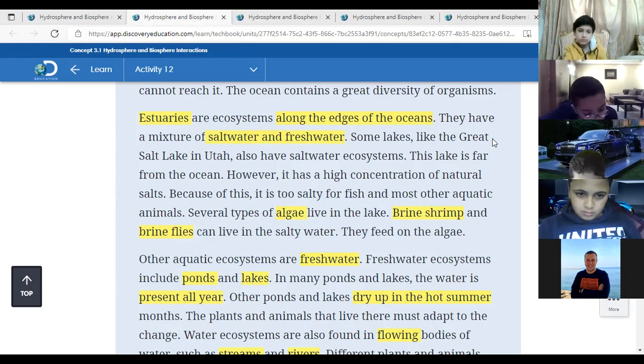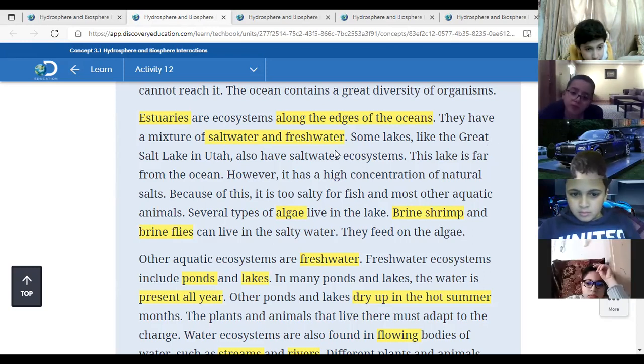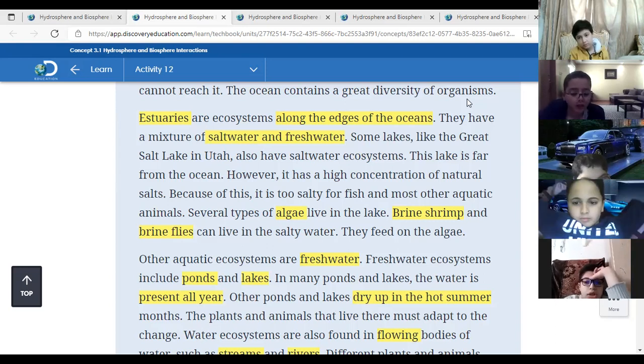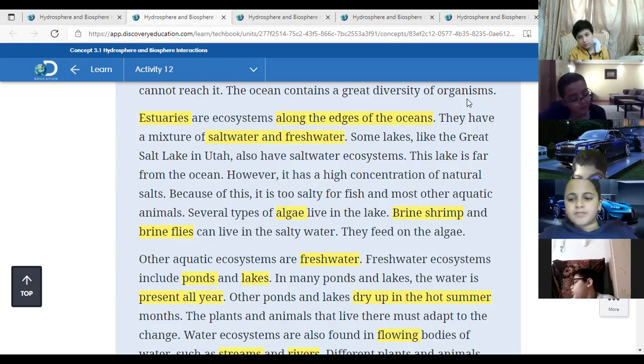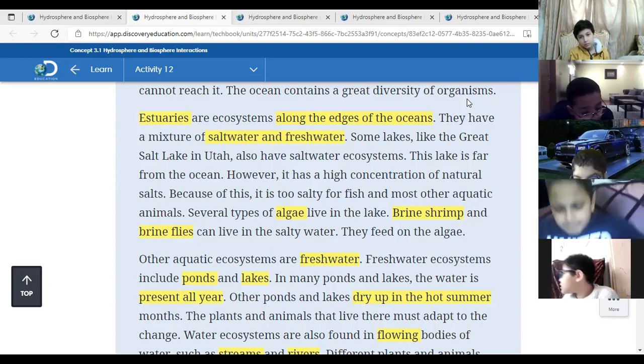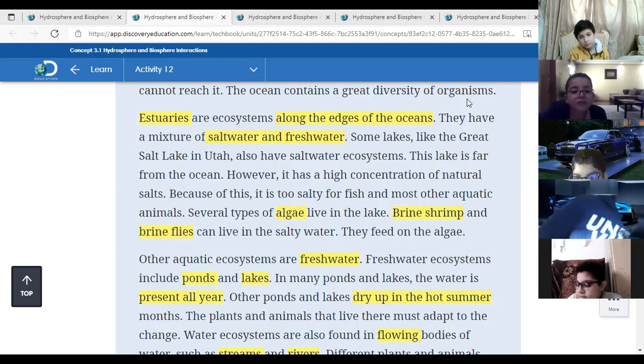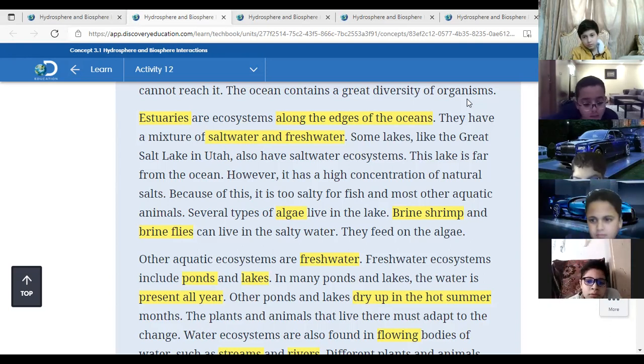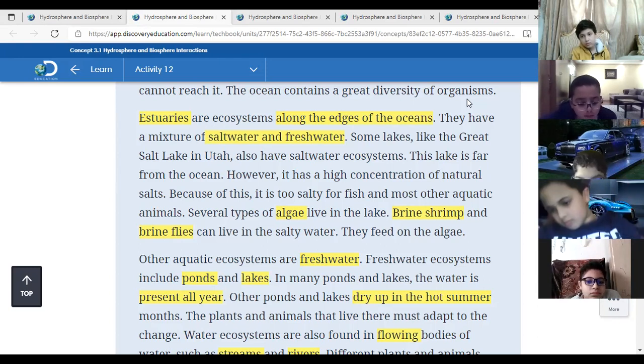They feed on the algae. Excellent. Thank you. So in this paragraph, we talked about the ecosystems of the estuary. Estuary, this is the place where the river pours its water into the ocean. In this case, this is a mixture of the fresh water of the river and the salt water of the ocean. Okay, then we talked about a special lake that has very salty water, a high concentration of natural salt.